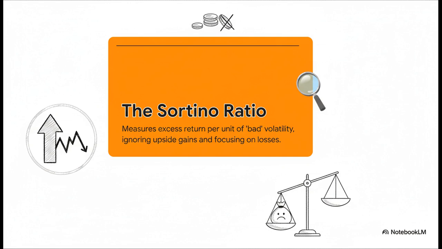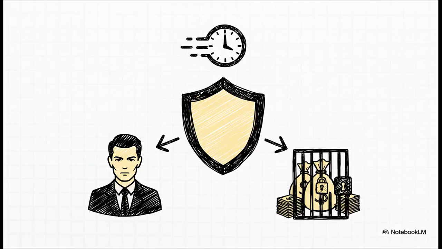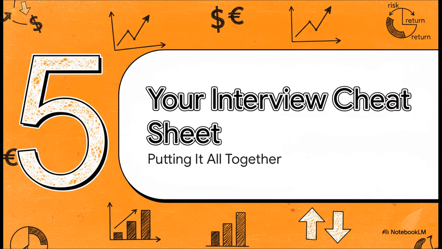It fixes that huge flaw we talked about earlier by completely ignoring the good volatility. You know, those big upward price swings we all love. It only measures and penalizes the bad volatility, the downside risk. And because it's so focused on not losing money, the Sortino ratio is the go-to metric for hedge funds, traders, and really any investor who's more scared of losing money than they are excited about big gains. If your client has a short time horizon or just can't stomach losses, this is the ratio you need to be looking at.